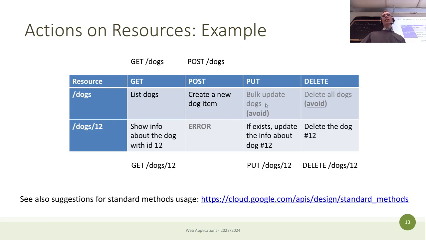Put, we said we don't update everything together. If a specific item exists, it will be updated. Let's say we would like to update the dog and say the owner has changed. Let's update the owner of the dog and we make a put call to dogs 12. And the server will understand that it's different, even if the path is the same, dogs 12. If I call it with get or I call it with put, that's different for the server.